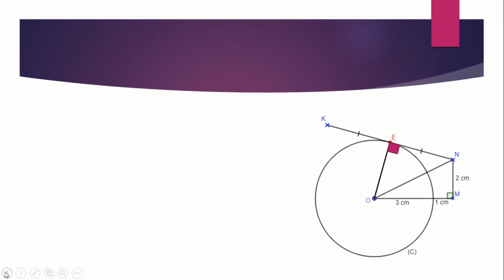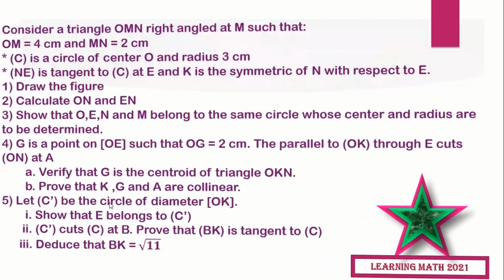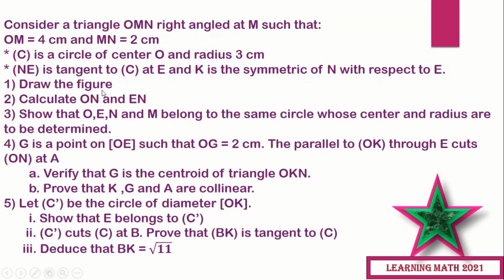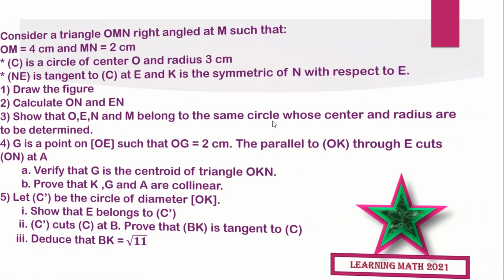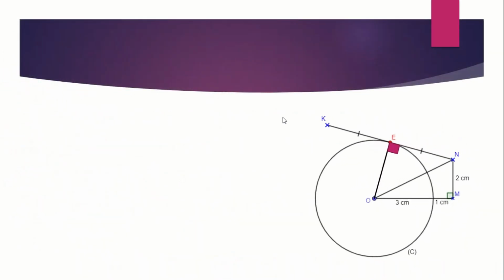Now let's refer again to the question. In part 1, draw the figure. Part 2, calculate ON and EN. Let's see how to calculate them. If you note something, here what lengths are we having? We have the length of OM, which is 4 cm, and MN is 2 cm. Now we need to calculate the length of ON.